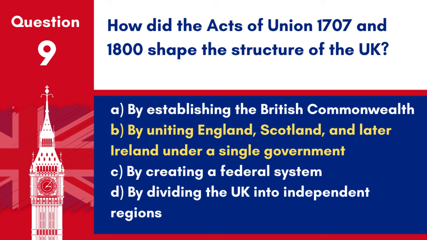Answer. B. By uniting England, Scotland, and later Ireland under a single government. The Acts of Union first united England and Scotland into Great Britain and later incorporated Ireland, shaping the political structure of the UK.